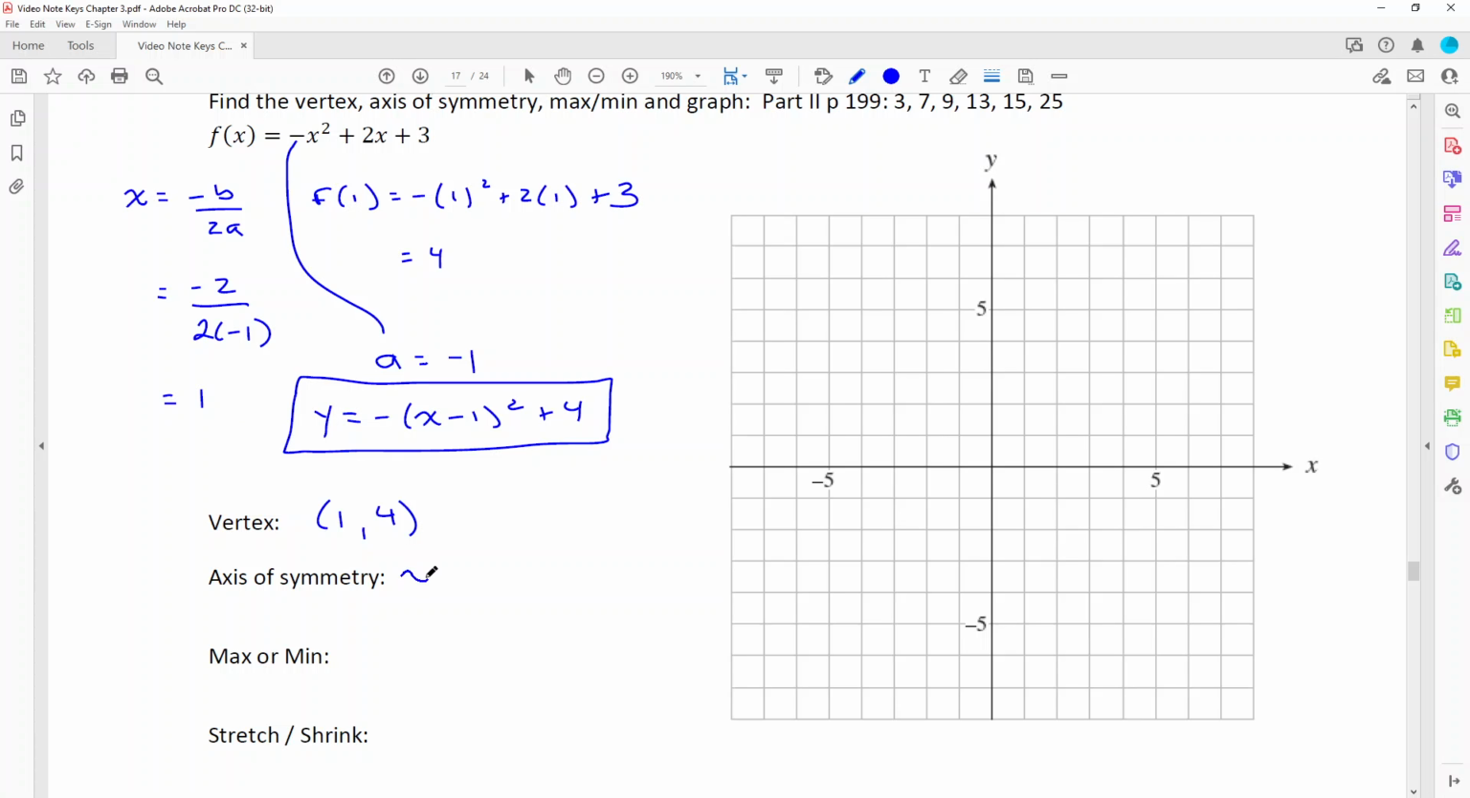So my axis of symmetry is x equals 1. Then does it have a max or a min? Well, it's opening down, so it's going to have a max, and the max is going to be at 4. It's not stretched or shrunk, but it is opening down. So I'm going to start with my vertex at 1, 4. I'm going to open down with a regular shape. So over 1, down 1, over 2, down 4, and then I can go over 3, down 9.